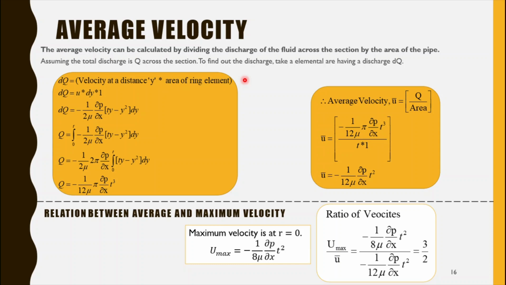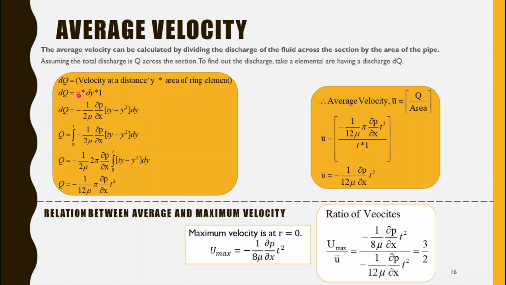The average velocity can be calculated by dividing the discharge of the fluid across the section by the area of the pipe. For a smaller elemental area, let's assume that the discharge is dq, and our total discharge is Q. So dq is equal to the velocity at the distance y into the area of the elemental strip. This gives us dq is equal to u dy into 1.